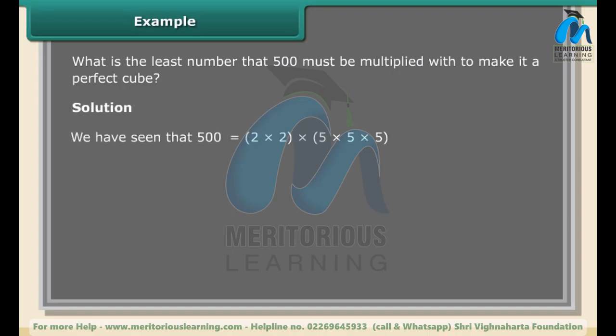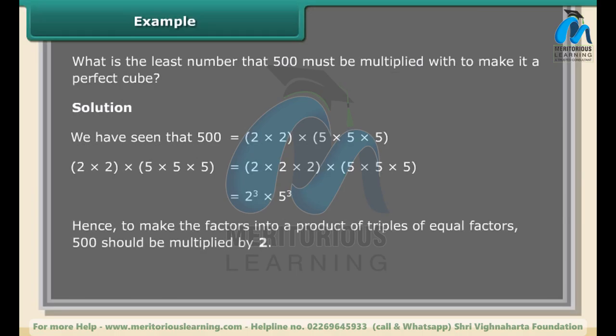Solution. We have seen that 500 is equal to 2 into 2 into 5 into 5 into 5. 2 into 2 into 5 into 5 into 5 is equal to 2 into 2 into 2 into 5 into 5 into 5, which is equal to 2 cube into 5 cube. Hence, to make the factors into a product of triples of equal factors, 500 should be multiplied by 2.